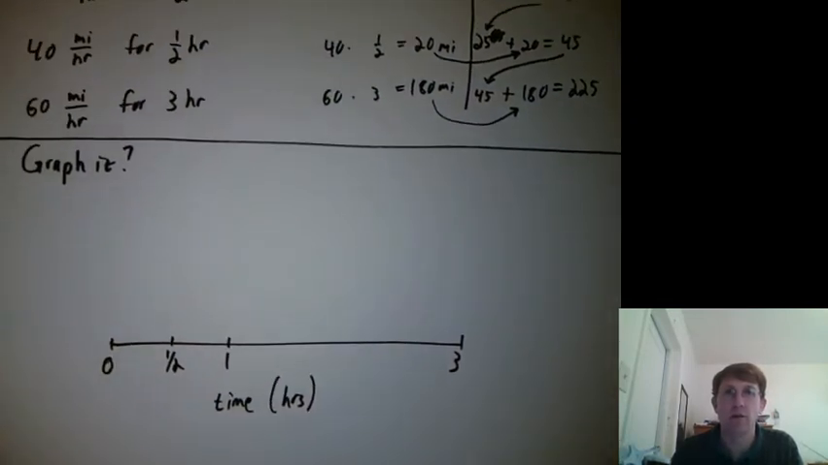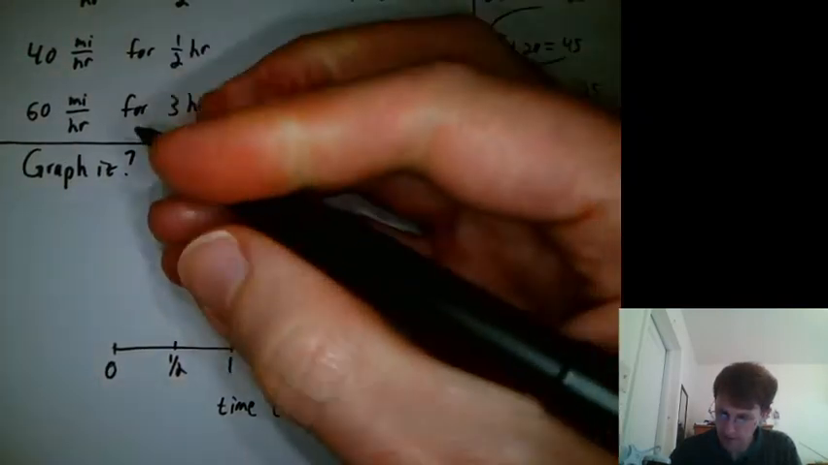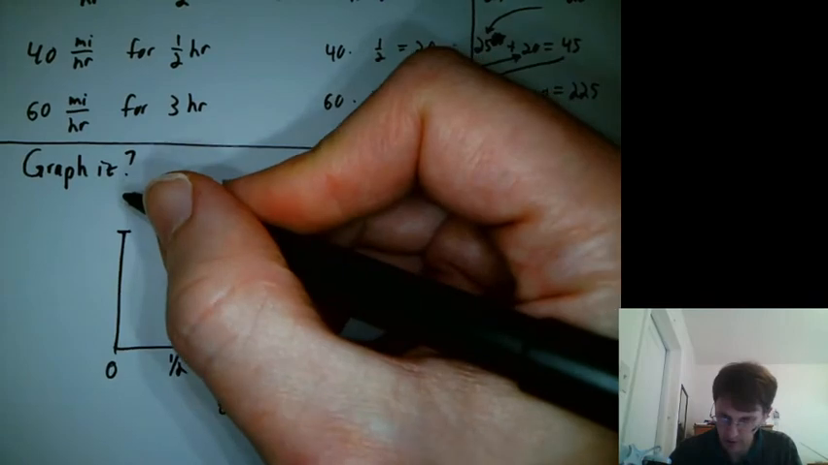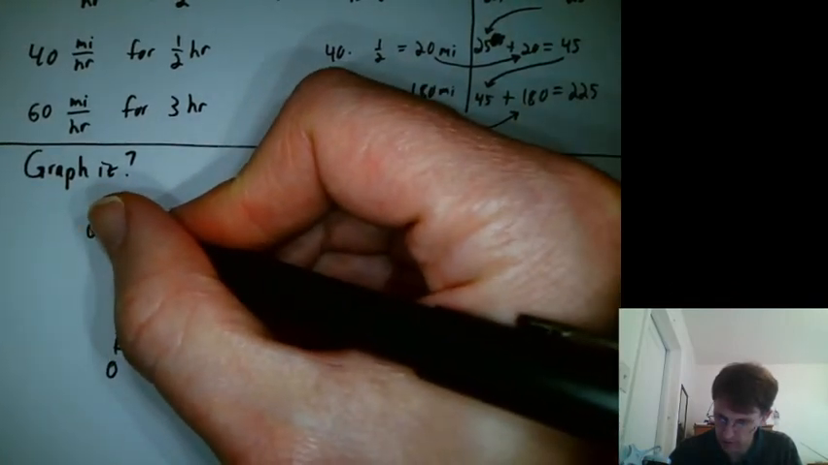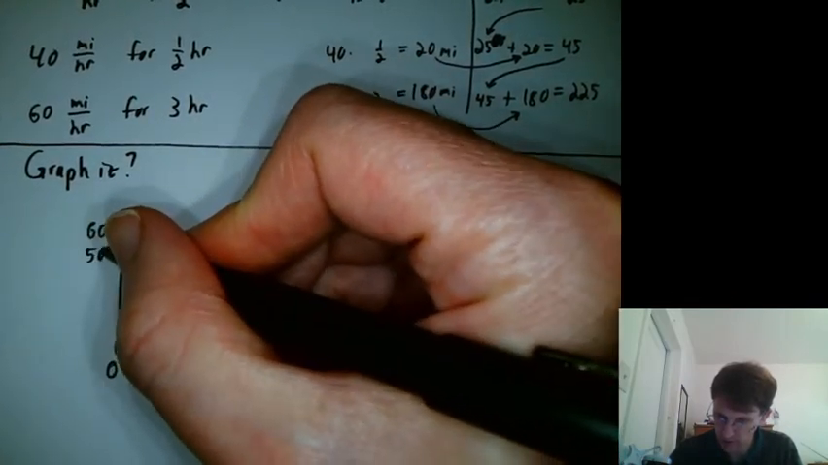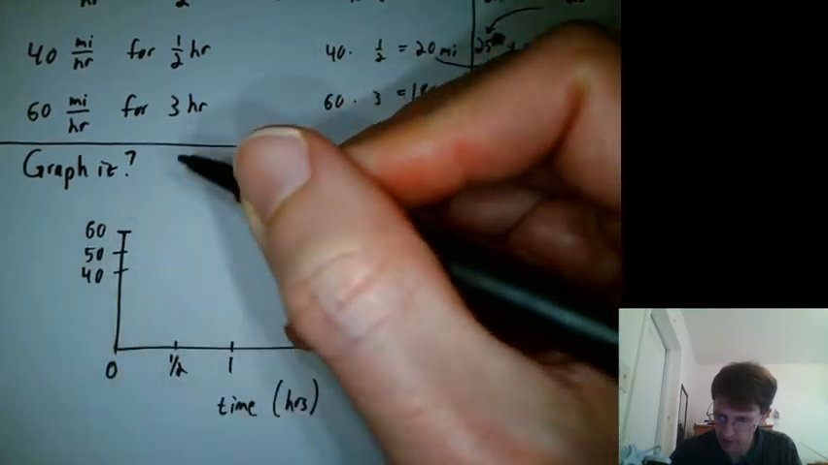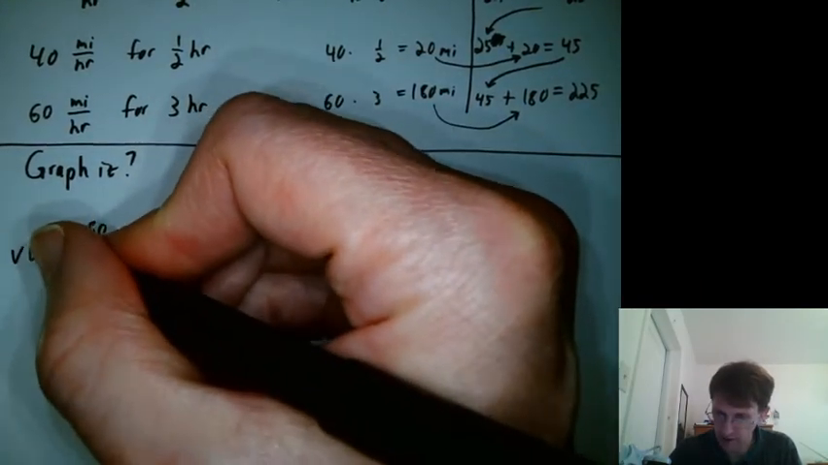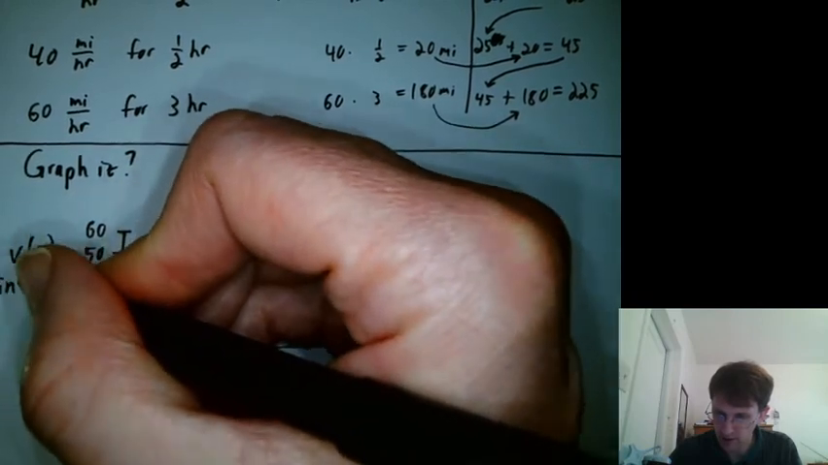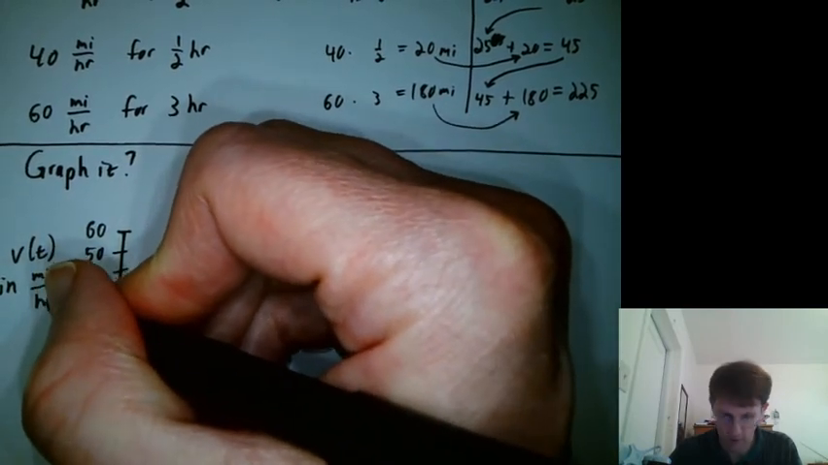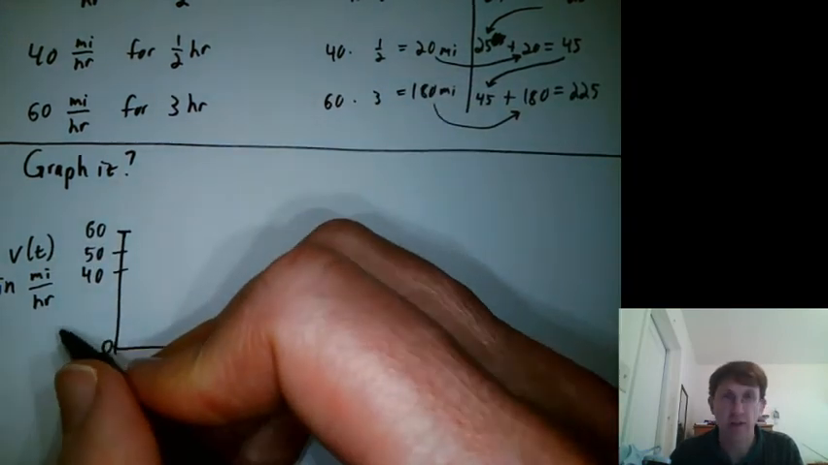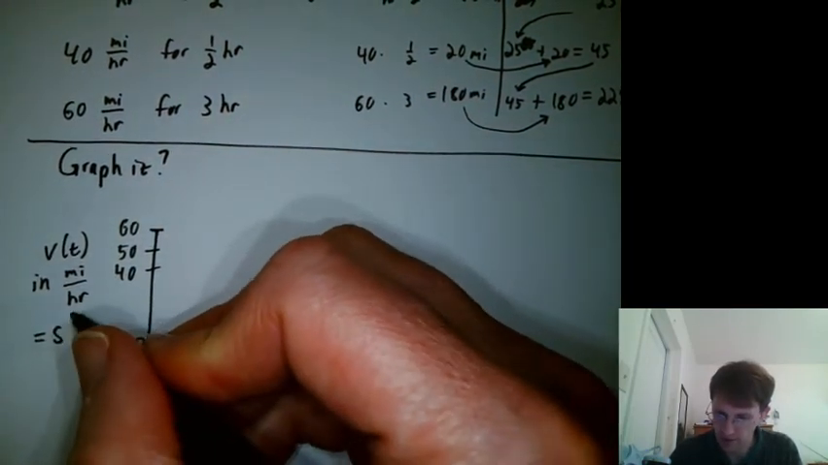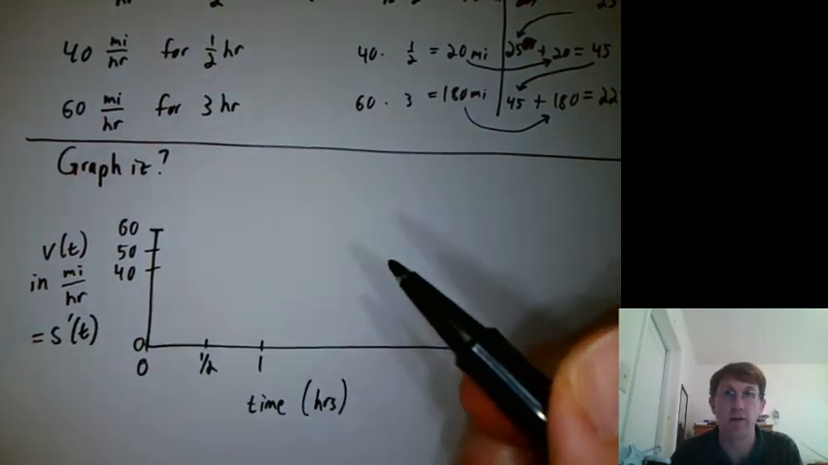And what we were given was speeds, so let's put that here. Let's say here's 60, here's 50, and here's 40. And this axis is our velocity at time t in miles per hour. What's another name for velocity in calculus? It's the derivative of position, right?